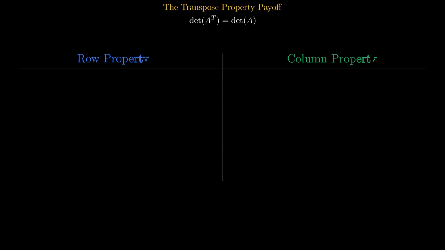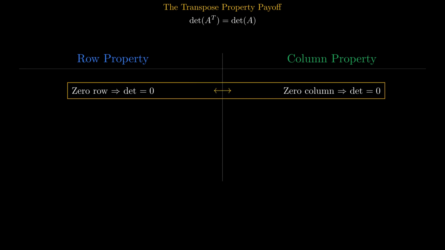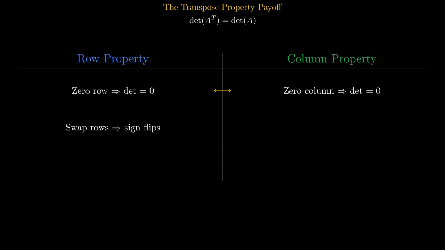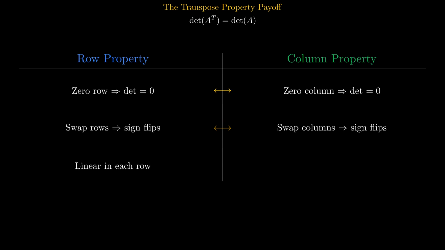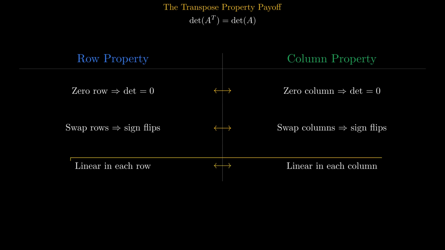Let's see them side by side. First, a matrix with a 0 row has determinant 0. The column twin, a matrix with a 0 column, also has determinant 0. Second, swapping 2 rows flips the sign of the determinant. The column twin, swapping 2 columns also flips the sign. Third, the determinant is linear in each row separately. The column twin, the determinant is linear in each column separately.